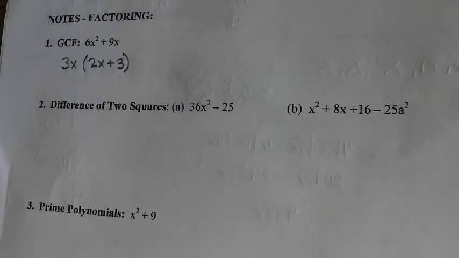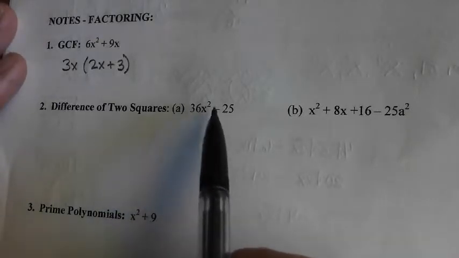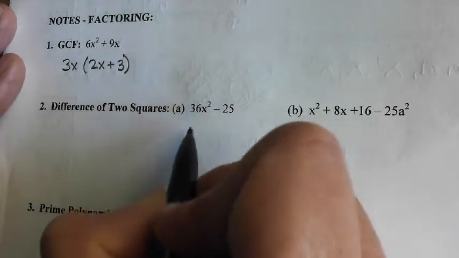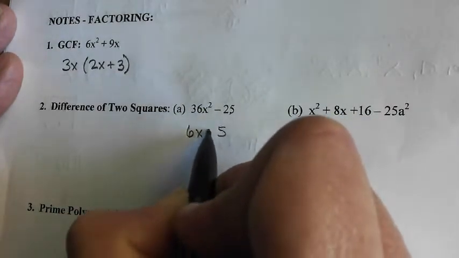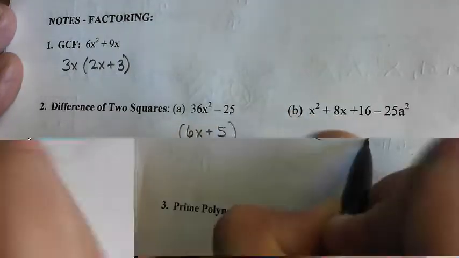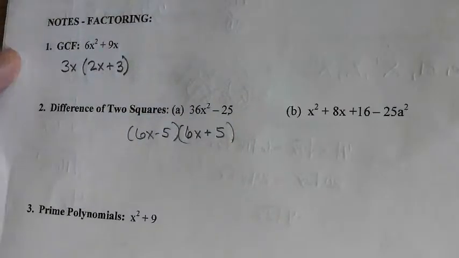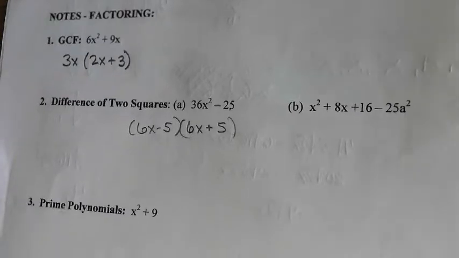Difference of perfect squares. Obviously, a perfect square is something that you can take the square root of. These always factor into conjugates. So the square root of this is 6x, and the square root of that is 5. So it factors into 6x plus 5 times, I'm going to go left, 6x minus 5 in either order. But difference of two squares factors into conjugates. I'm going to come back to B and C later because they require trinomial stuff.